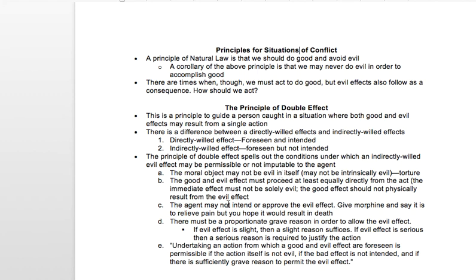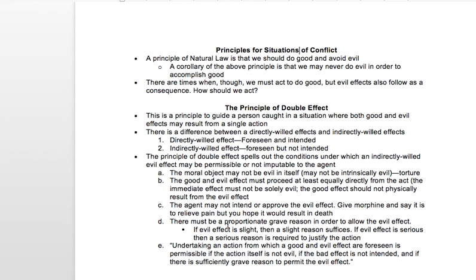Okay, and so the agent may not intend to approve the evil effect. Sometimes people give the example of morphine, which you can give to relieve pain. But if you somehow are a really crooked person and you hope that it results in the person's death, because maybe they get too much or their blood pressure is too low and it has a negative effect, then your intent was not to heal them. You had a secret intent to harm them, right? So the principle of double effect doesn't work there. Again, the agent cannot intend or approve an evil effect.